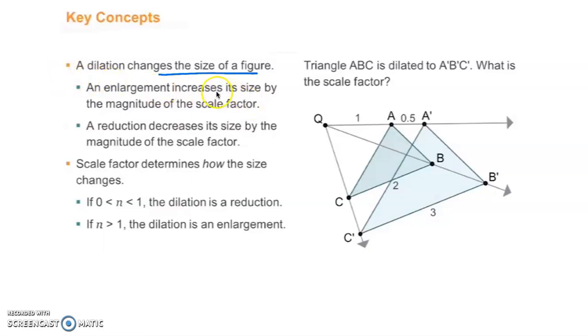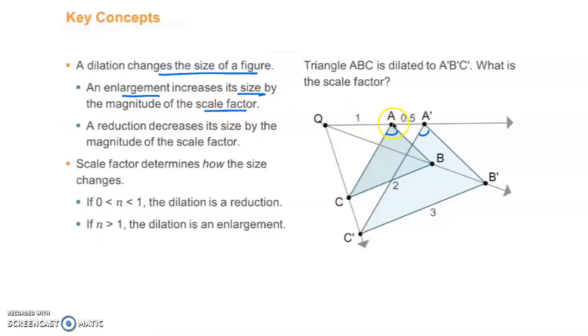It does not change the ratios. It does not change the angles. So angles are the same. So A is still congruent to A prime. The angles are the same if you've got a whole figure. And enlargement increases it by the scale factor.